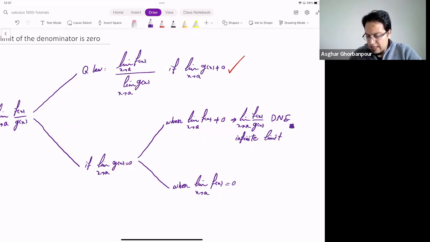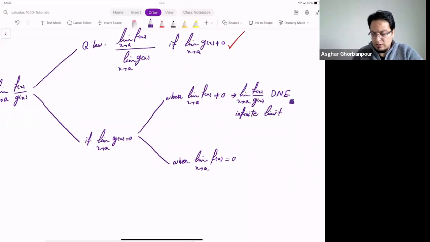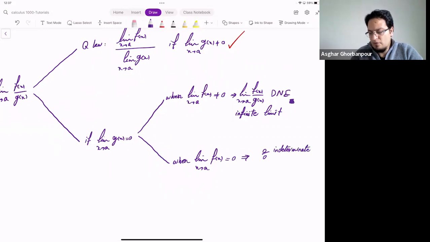What about the case that the denominator is also zero? In this case, the numerator and denominator both have limit zero. This is when we say that we have 0 over 0 indeterminate form. 0 over 0 is not a value. It is just a form that says I have nothing to say at this point. You have to do more things.